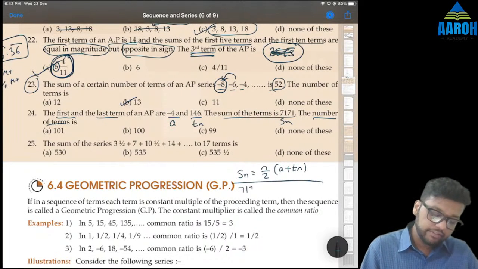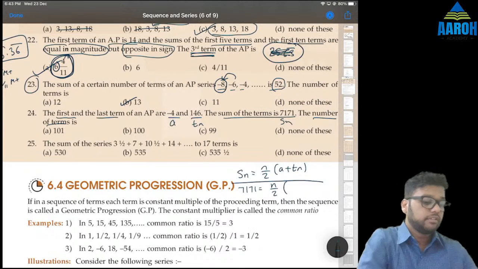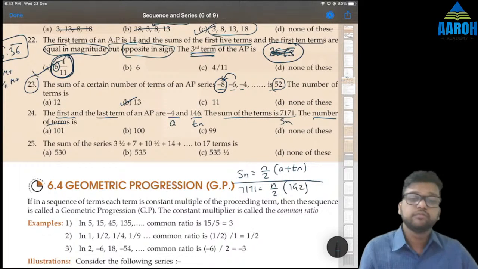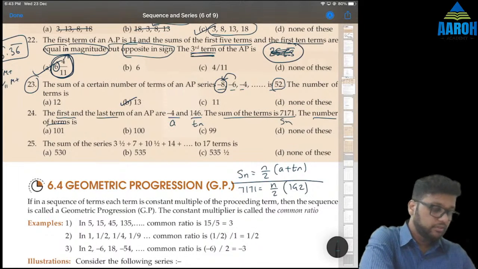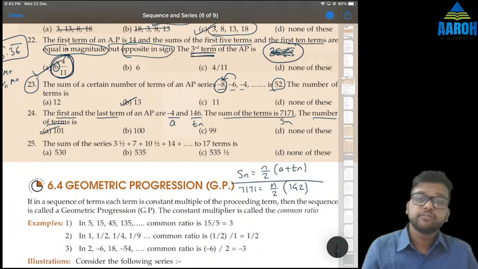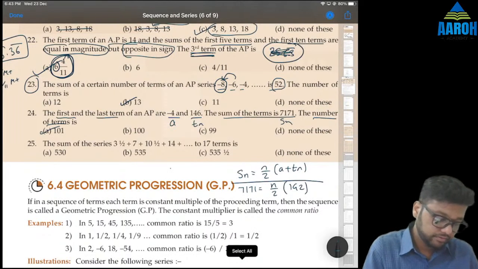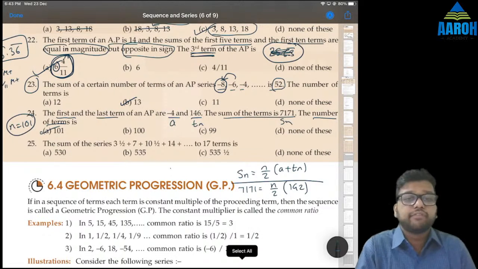Sn is what? 7171 is equal to n by 2 into A plus Tn, that is -4 plus 146, that is 142. So what is n then? 142 by 2 is 71, and 7171 divided by 71 is 101. 101 is the correct answer for n. Check if you've got it.